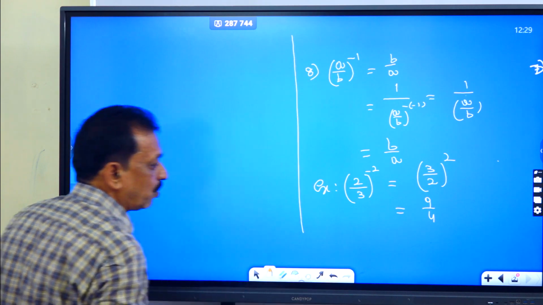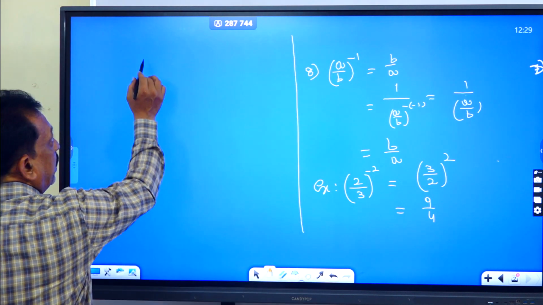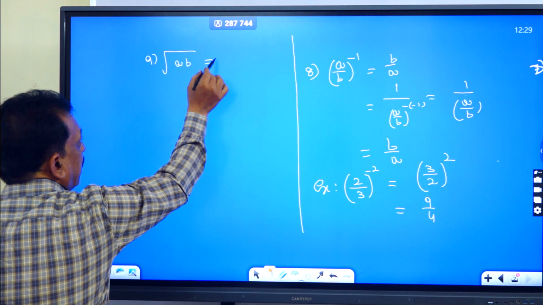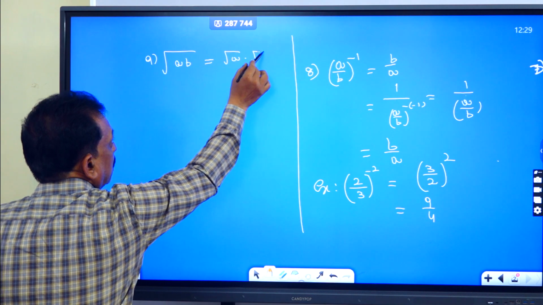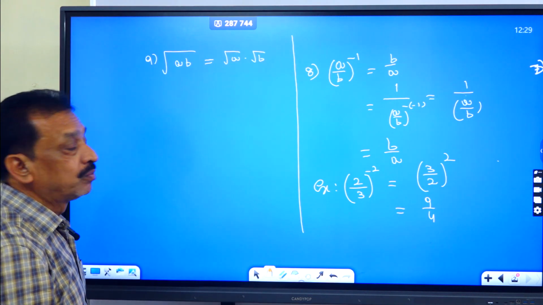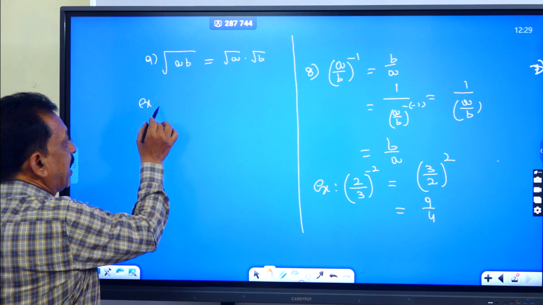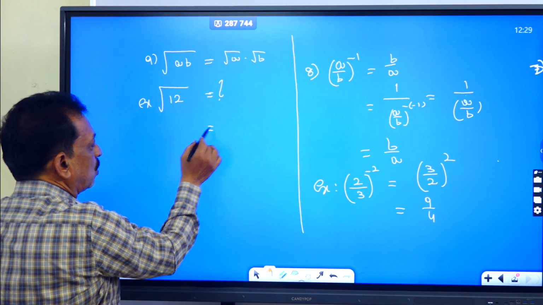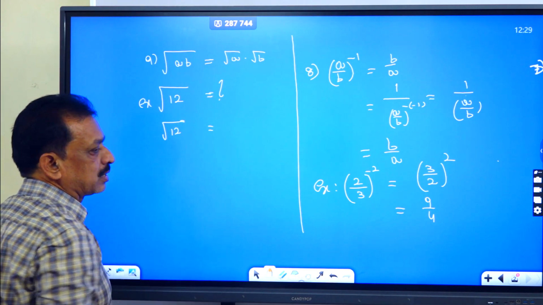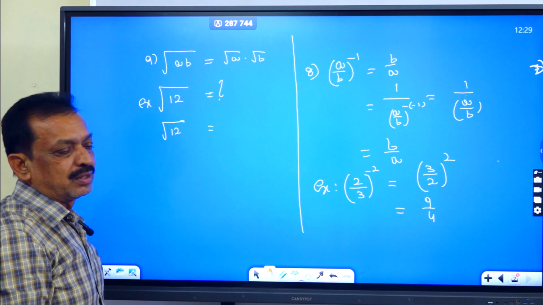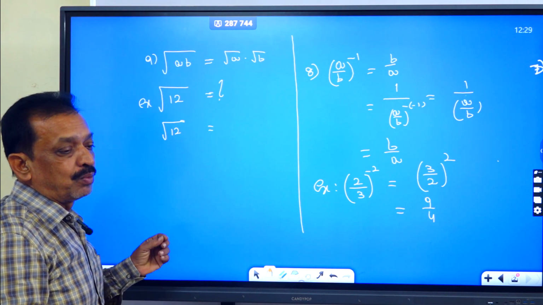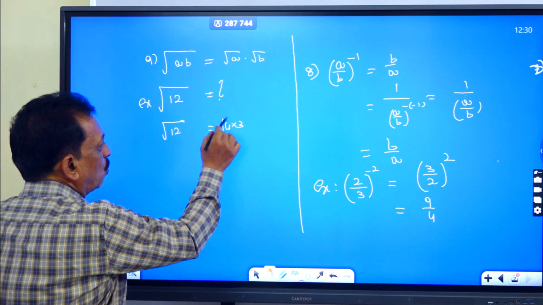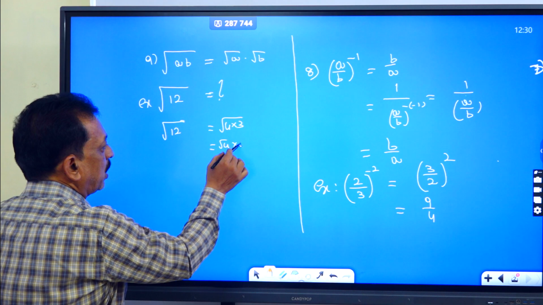Next one. So coming to the ninth, square root of a into b can be written as root a into root b. Example, I want to find square root of 12. So what can I write? Root 12. 12 can be written as 6 into 2, also correct. But you try to get a perfect square root value. So I can say 4 into 3 is root 4 into root 3.